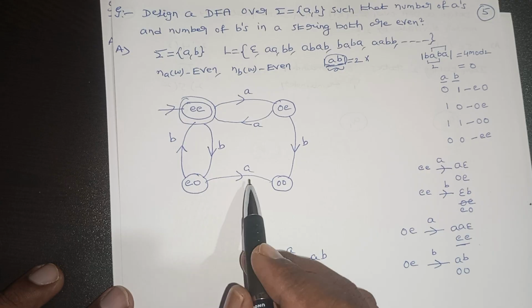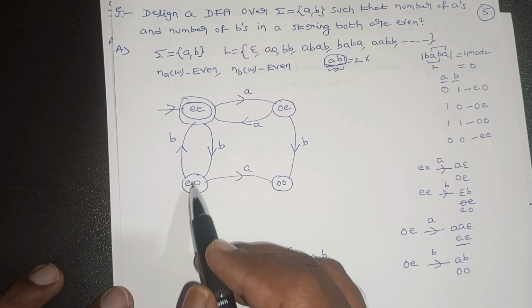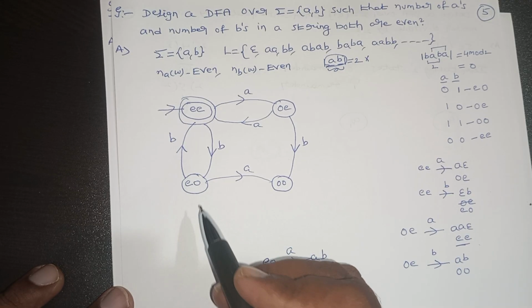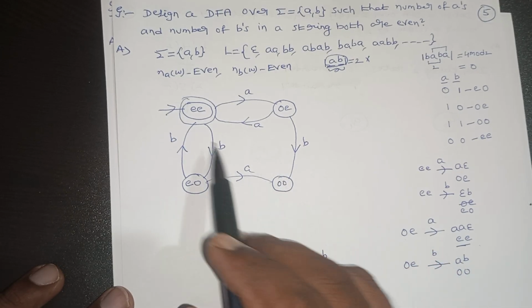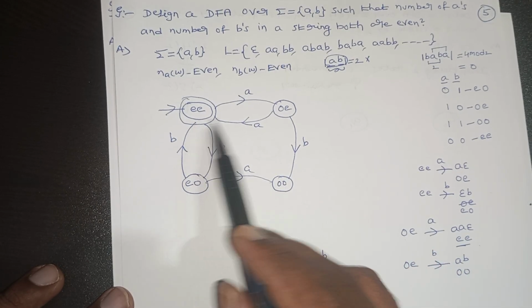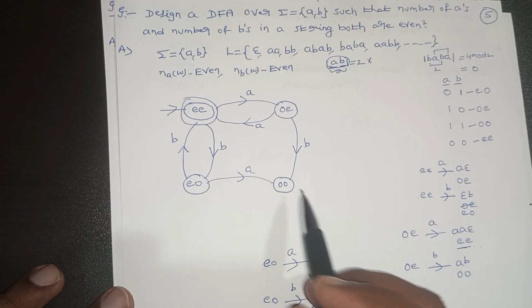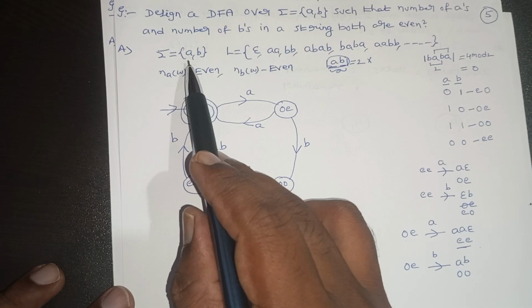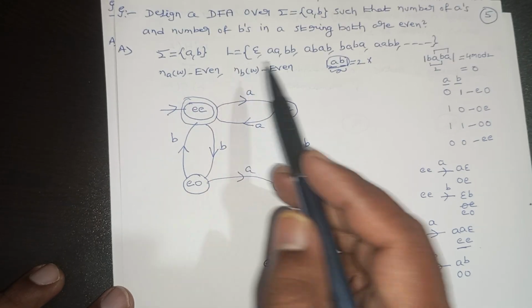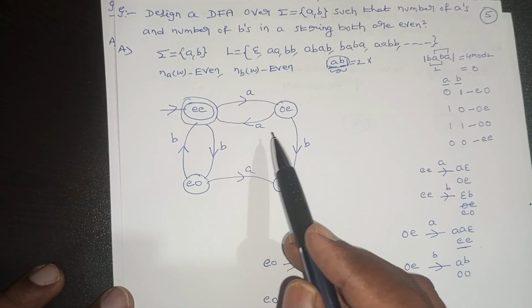Now EO on A, the edge is over. EO on B, the edge is over. Okay, now what is pending? On this EE and OE, the edges are completed. According to the DFA rule, you have to form the edges on all sigma, where sigma equals A comma B. You have to form the edges on all the states.